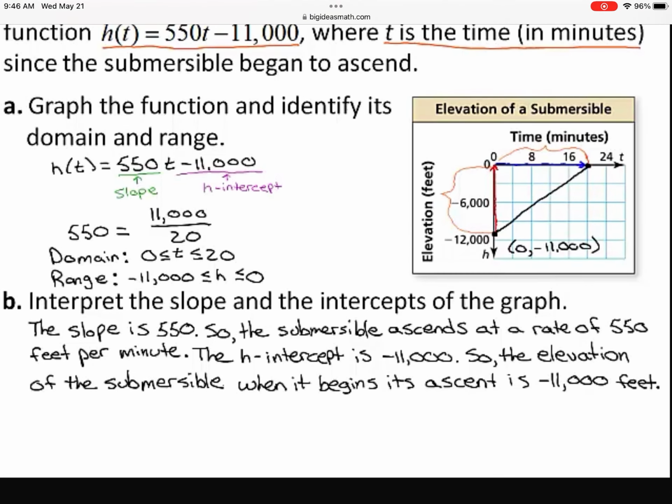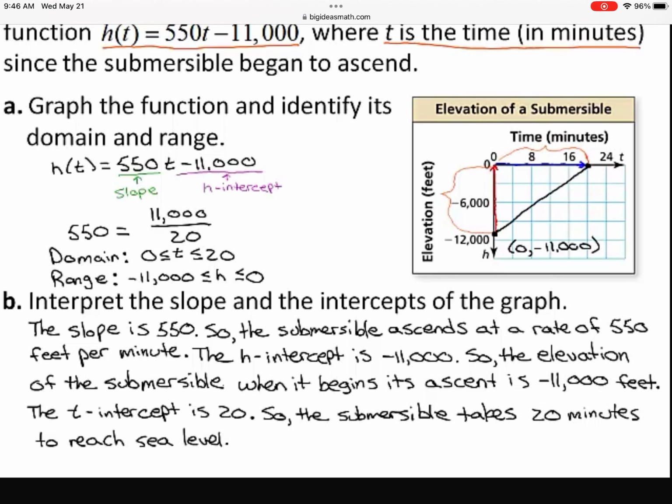The t-intercept is the number of minutes it takes the submersible to reach an elevation of 0 feet. Here the t-intercept is 20, so the submersible takes 20 minutes to reach sea level.